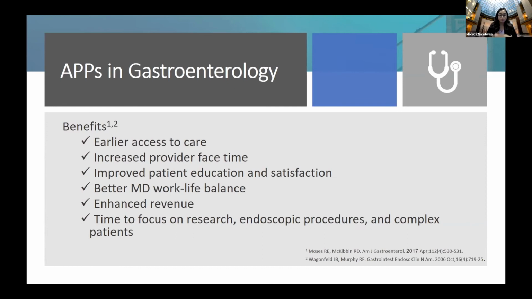We all know that burnout is something that's very real and has been studied in the medical literature, and there have been studies showing increased burnout. So having APPs in the practice can hopefully improve work-life balance and allow the physicians to focus on other activities such as research, endoscopic procedures, and complex patients.